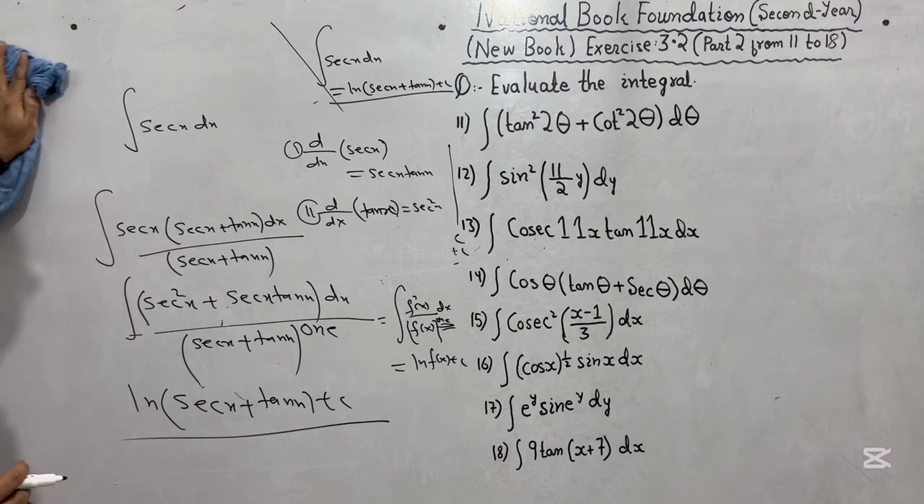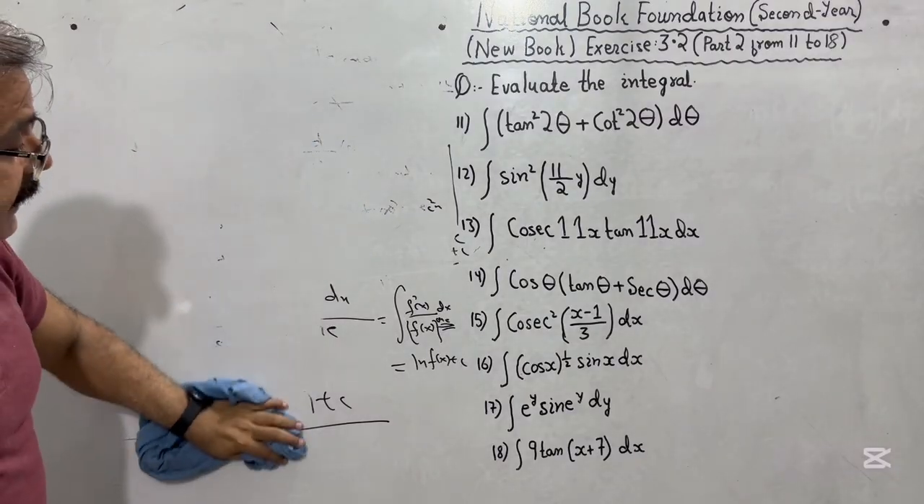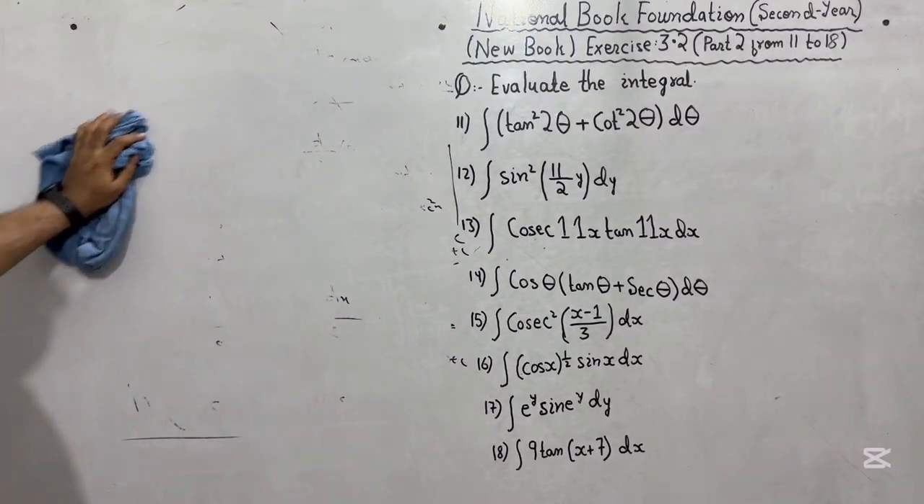Moving towards the next question. Question number 14. Integrate cos theta times the bracket tan theta plus sec theta, d theta.